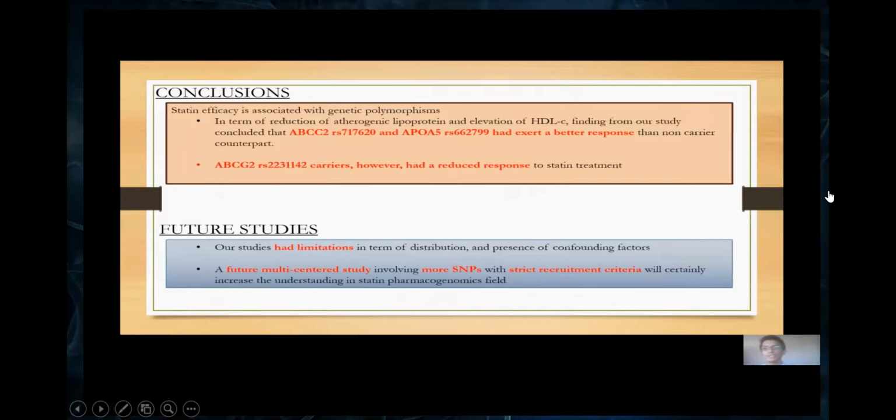As conclusion, statin efficacy is associated with genetic polymorphism, in which we found out that ABCC2 RS717620 and ApoE5 RS662799 had a better response, while for ABCG2 RS2231142 had a reduced response. And for future study, we strongly recommend a future multi-centered study involving more SNPs with stricter recruitment criteria, which will certainly help to improve understanding towards this field.